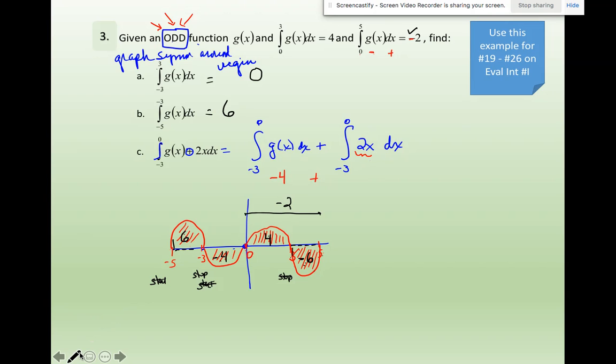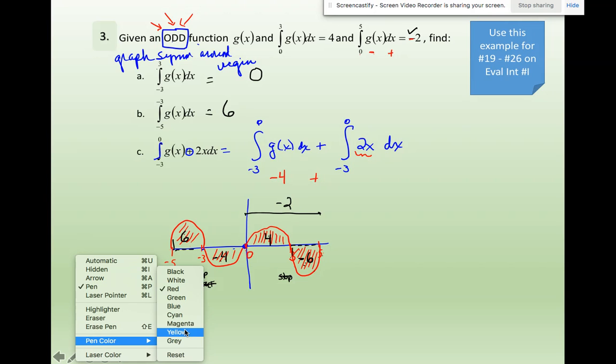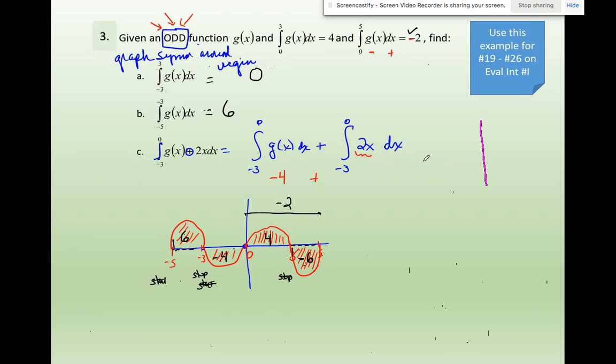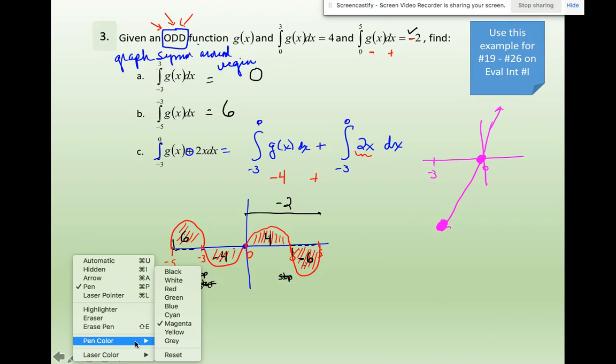Right? When in doubt, don't panic. Default back to a graph. From -3 to 0, your heights come from 2x. Hello, Algebra 1 kids. What does the graph of 2x look like? A line, a diagonal line with a slope of 2. What is the y value when x is -3? What is the y value when x is 0? What is that shape?